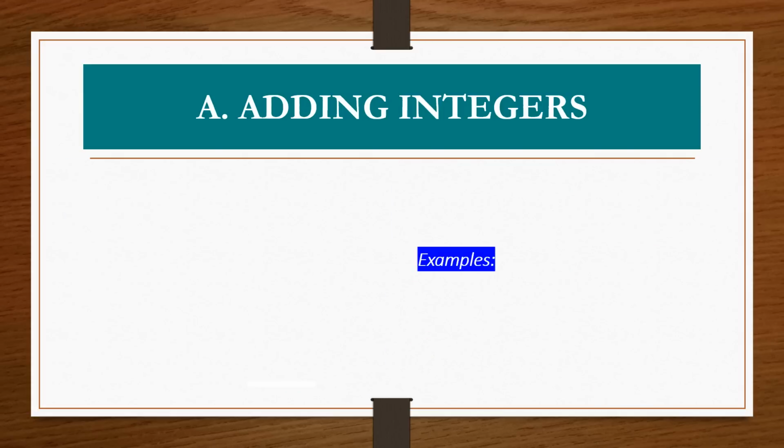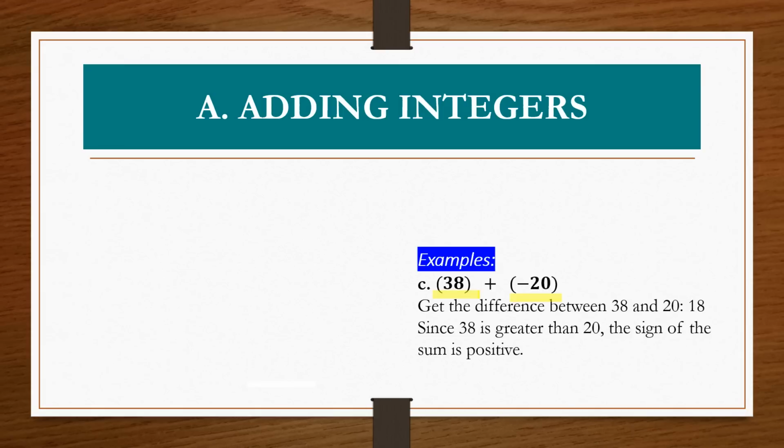Let's continue with these examples. This time we are going to add integers with different signs. We are adding positive 38 and negative 20. Let's look at the solution. It says there, get the difference between 38 and 20. The result is 18. And since 38 is greater than 20, the sign of the sum is positive. Hence, 38 plus negative 20 is equal to 18.